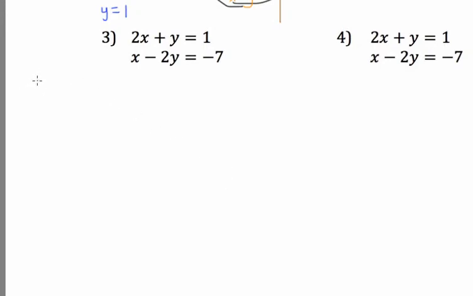Solve this system. We need an x equals or y equals. Sometimes it's hard to know what to pick. I look for an equation that has an x or a y with a coefficient of 1. That seems to be the easiest for me. I'll take this one. And then just move that other piece out of there to give you x equals 2y minus 7.